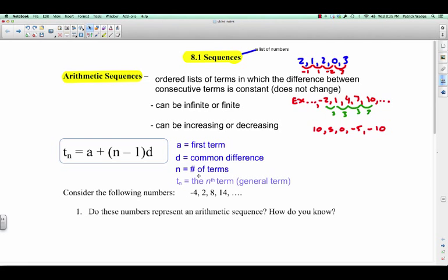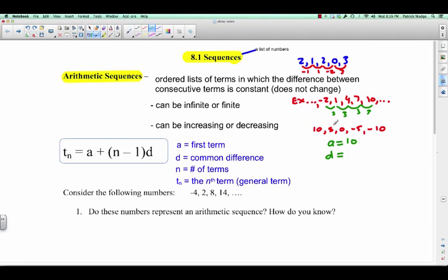This is the one that gives people troubles. T sub n. It's the nth term, also called the general term. So let's use our example here, these red numbers here, and let's go through all these. A is just the first term. First term is 10, no problem. D is the common difference.